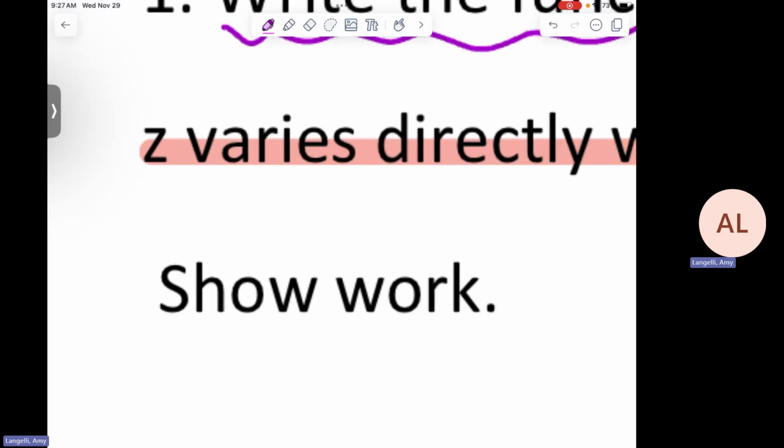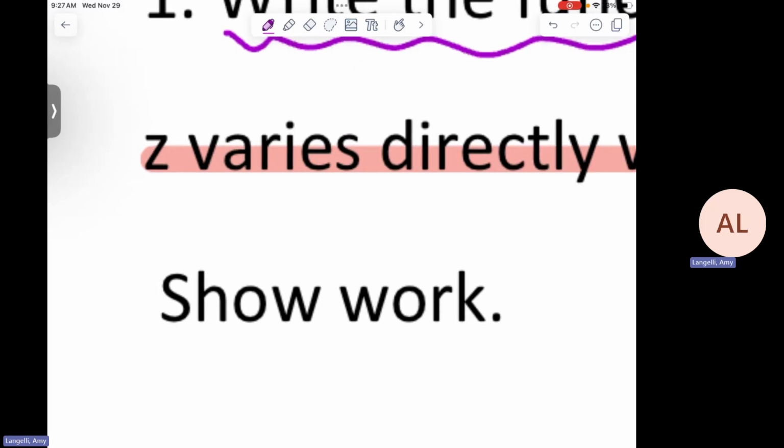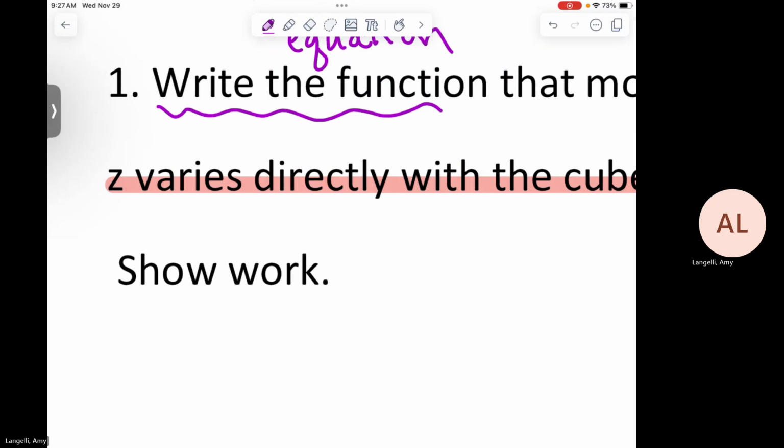Let's start with, don't overthink this. How do we represent z? Z is just z. What did we say the word varies translates to? Equals k. Very good. What about the word directly? What did we say directly means? Multiply.